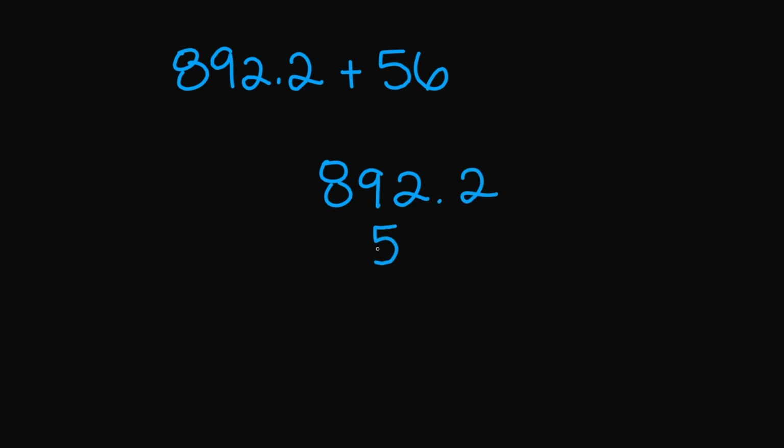892.2 plus 56. Let's go ahead and set up our problem. 892.2 plus 56. Let's go ahead and add our zeros and decimal. I'm going to add my decimal here right after 56. I'm going to add imaginary 0 here. I can also add a 0 here and a 0 here. And up here, you can also add another 0 right here.